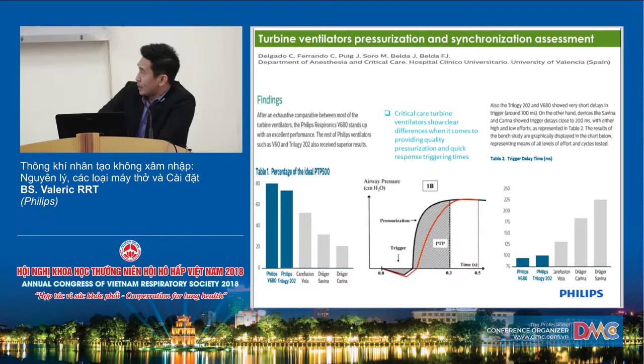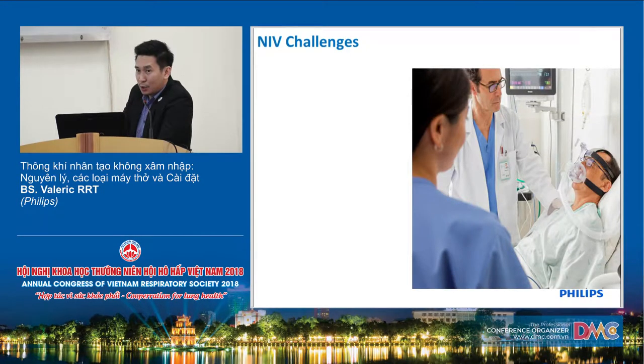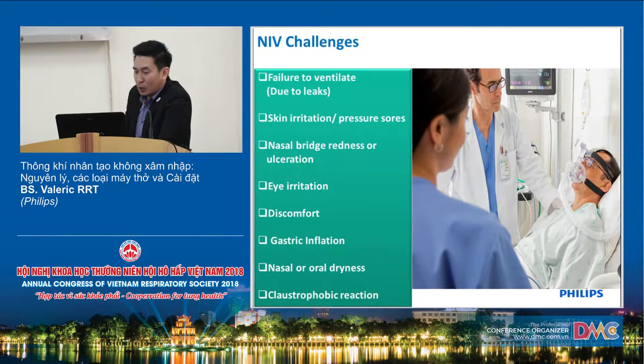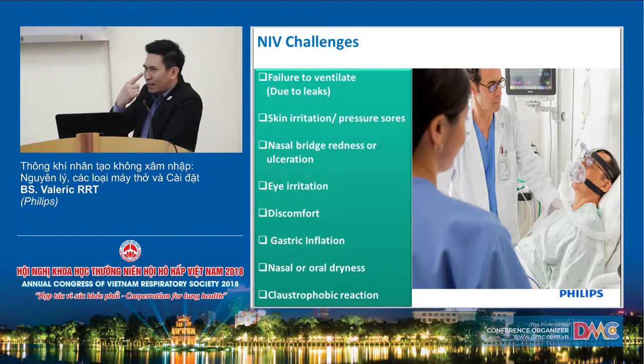Okay, the most important here is also the triggering delays in the presence of leak, because if you have leak, you cannot deliver the non-invasive ventilation. So I just want to show you some non-invasive challenges. Here are the challenges for non-invasive: failure to ventilate due to leaks, then skin irritation or pressure sores caused by the mask, and we have nasal bridge lacerations for the long-term patient receiving non-invasive ventilation, and you have eye irritation, too much pressure, and discomfort because the patient cannot tolerate the pressure that you set, and gastric inflation, so too much pressure causes swelling, and nasal and oral dryness, and claustrophobic reaction.